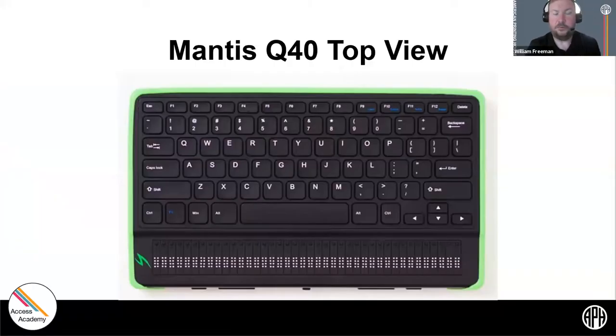All right. So we'll start with the mantis Q40, and this is a picture of the top view of the display. So it is a QWERTY keyboard with a 40-cell braille display. That QWERTY keyboard is a laptop-style keyboard with function keys. So laptop style, it doesn't have a numpad. It doesn't have those extra keys on the right-hand side that you normally would have, but it does have all of the QWERTY keys, has arrow keys, and then has the function keys at the top. And then we've got 40 braille cells, piezoelectric, with router keys.